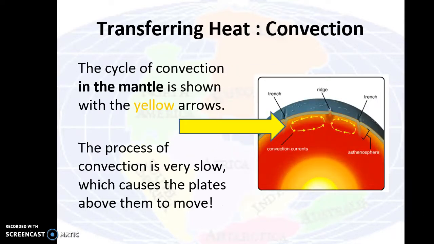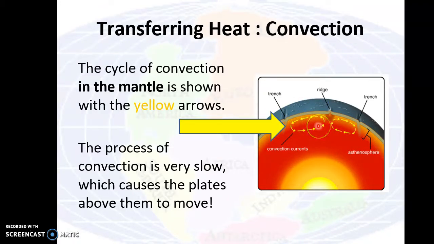Okay, transferring heat. The cycle of convection in the mantle is shown with the yellow arrows. Okay, so let me get my pointer out. So here, where these yellow arrows are, this is the cycle of convection, and we talked about this yesterday, okay?